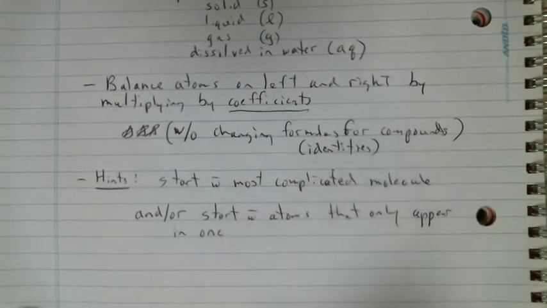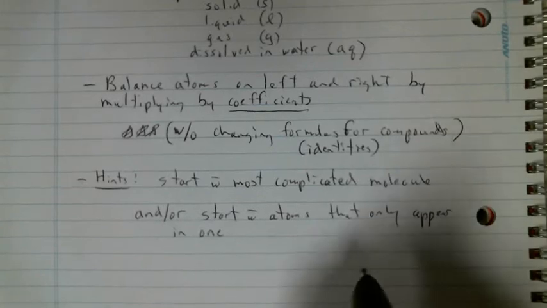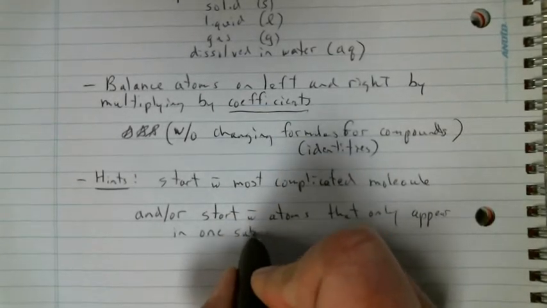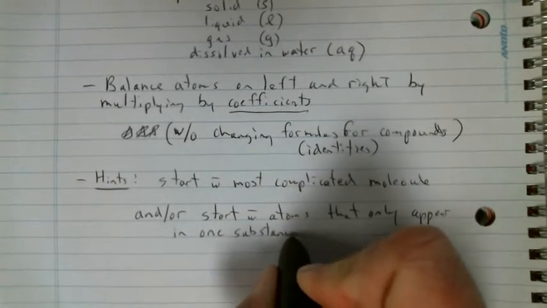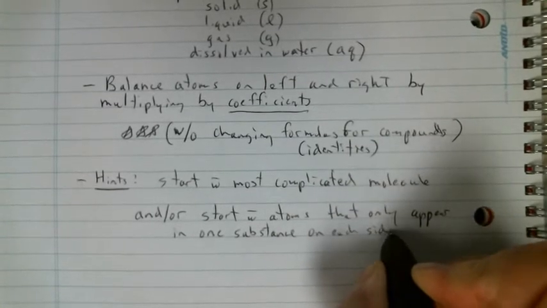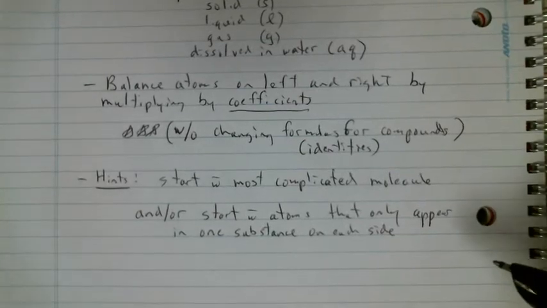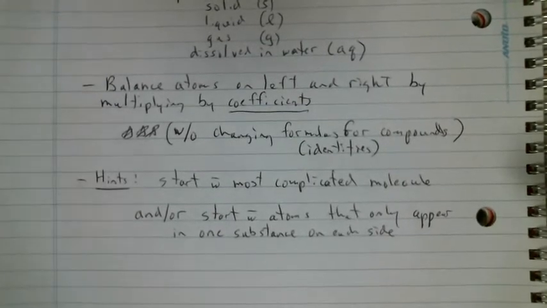And actually, most of the things we balance, it's going to be the case that they only appear in one substance on each side, because that's just easier to do. If you've got atoms, a certain element that shows up in both of your products, then when you change one, it just kind of throws off everything. So those can get a little more complicated, but they'll usually work out.